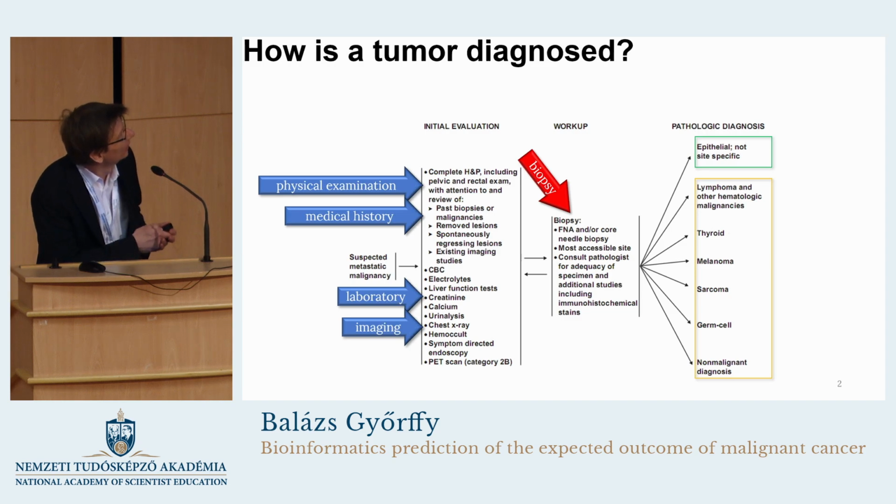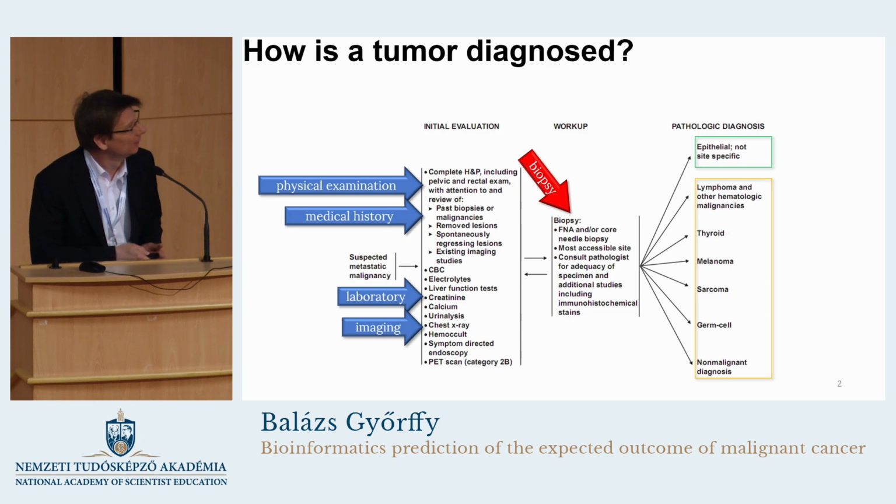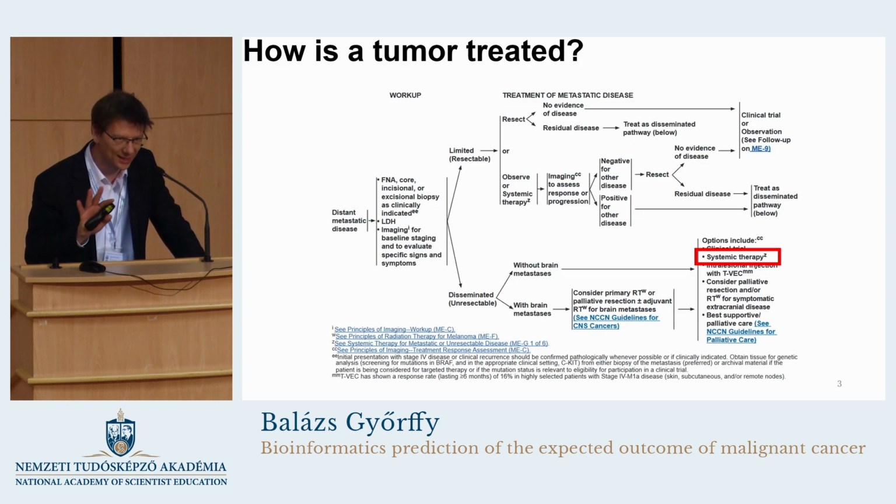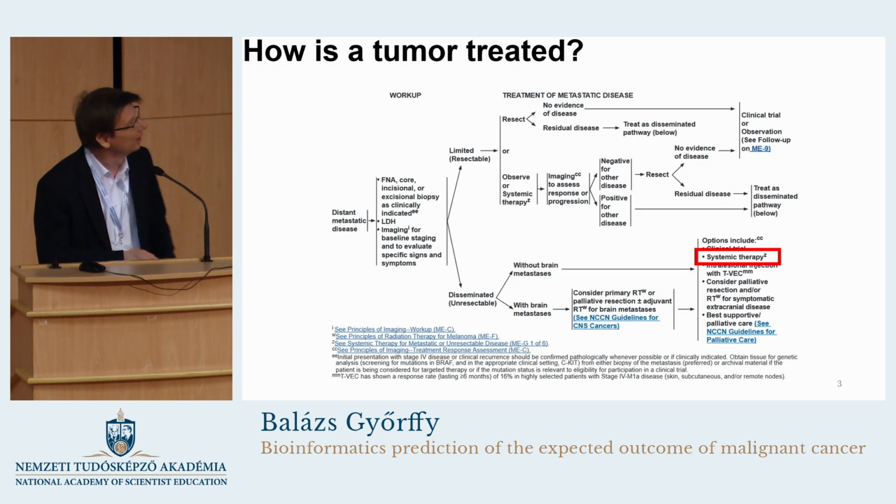When you look, there is a physical examination, medical history, laboratory test, imaging, all kinds of data. And once there is a hint that there might be a possible tumor, then there is a biopsy and there are additional tests. Once we have all these tests, then there is treatment. Also, don't read this slide. This is just for your overview. This is a selected example for one tumor.